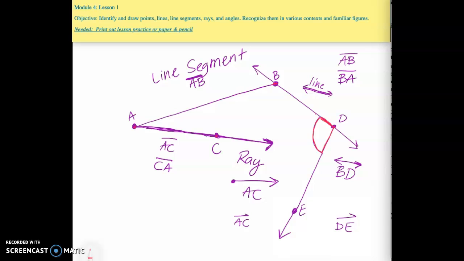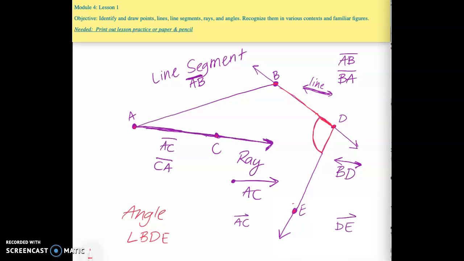So this angle is going to include the same letters that are in the lines and the line segments. So this would be angle B, D, and E. And that's all we have to do is locate that. So the symbol to write angle is, we're going to just draw like a little angle, and then I'm going to write the letters. So angle B, D, E.